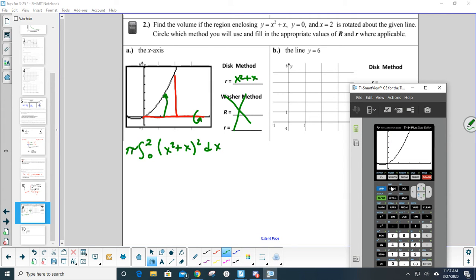I'm going to go alpha window number 4. I don't put the pi in there. I can, but I'm just going to multiply by pi at the end. I'm going to go from 0 to 2, open another parentheses, x squared plus x, close that parentheses, square the whole thing, dx. Now, because this is a calculator problem, I'm going to go ahead right here and just say times pi. And I'm going to get 53.617.